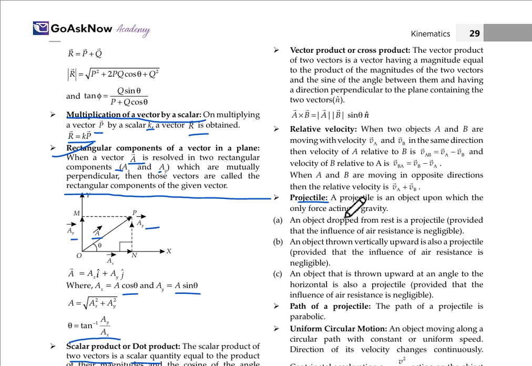Now, the height of a projectile H is equal to U square sin square theta upon 2G, and the range of the projectile will be R is equal to U square sin 2 theta upon G. Now let's solve some questions. First, we will go through the 1 mark questions. Here, if we have the angle equal to 45 degrees, the answer will be B, pi by 4.